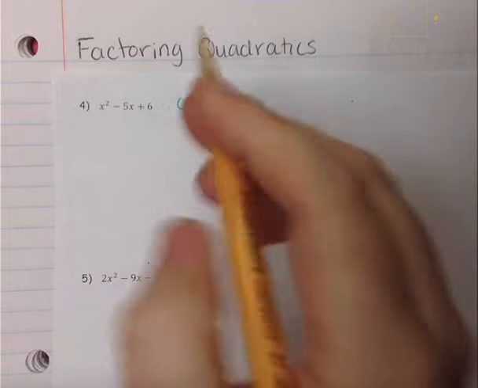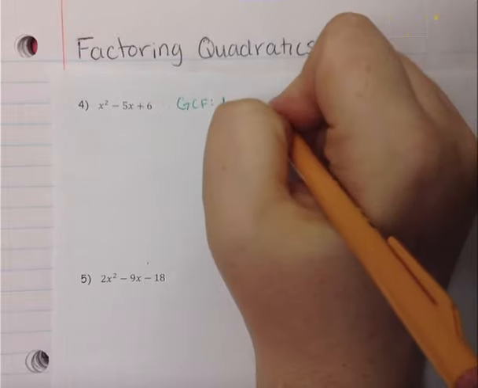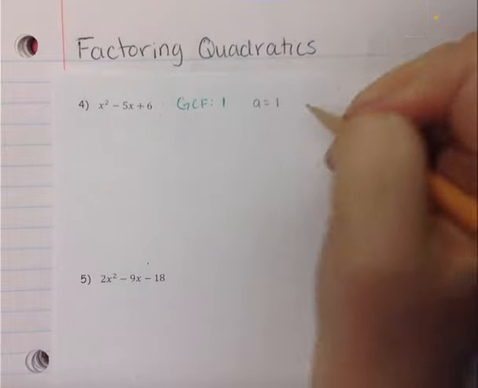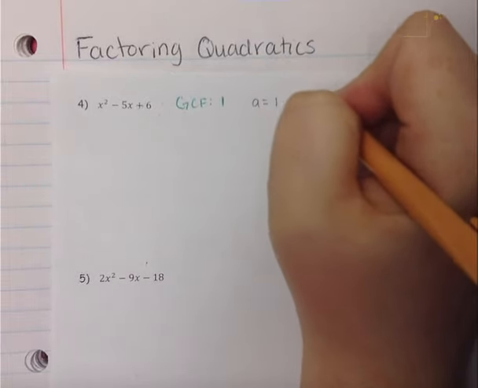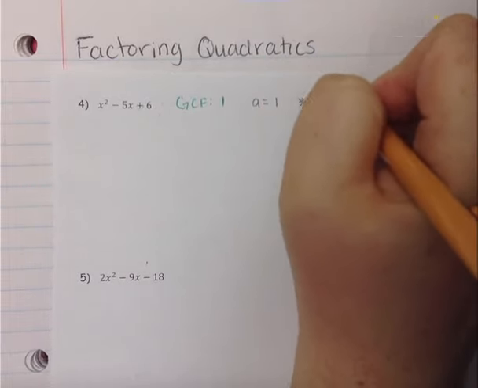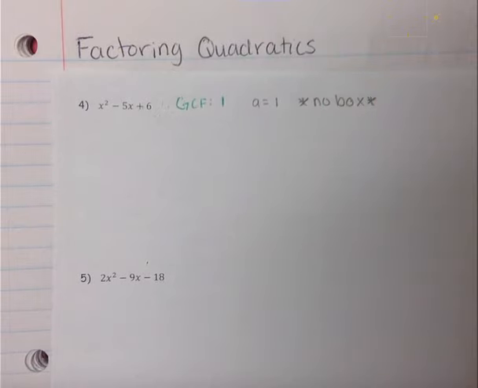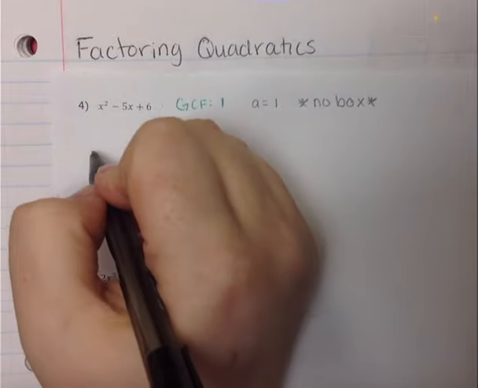What we're going to look at now is also what is our a value, since we do not have to divide by anything. Our a value is 1. That means that we do not have to use the grouping box to finish our problem. We will use our half box, but not our grouping box. So I'm going to go ahead and go to the half box.